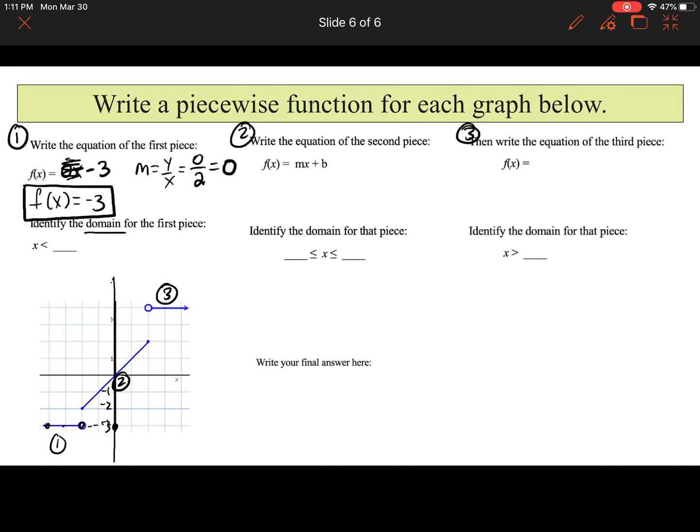Now, identify the domain, the x values for the first piece. Well, it starts, remember, it says x is less than what? If I look at the x-axis here, and I go over, this is -1, -2. The line continues to go this way. So x is really less than -2, right? It starts at -2 and goes to the negative zone, the opposite way. All right, let's erase some stuff here.